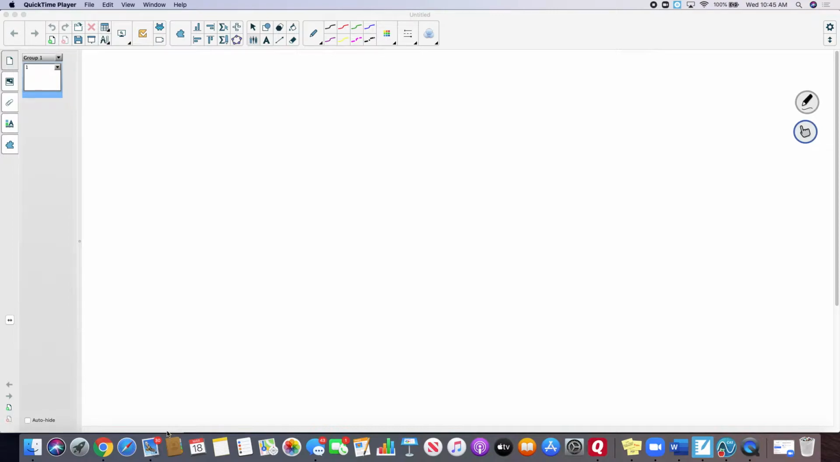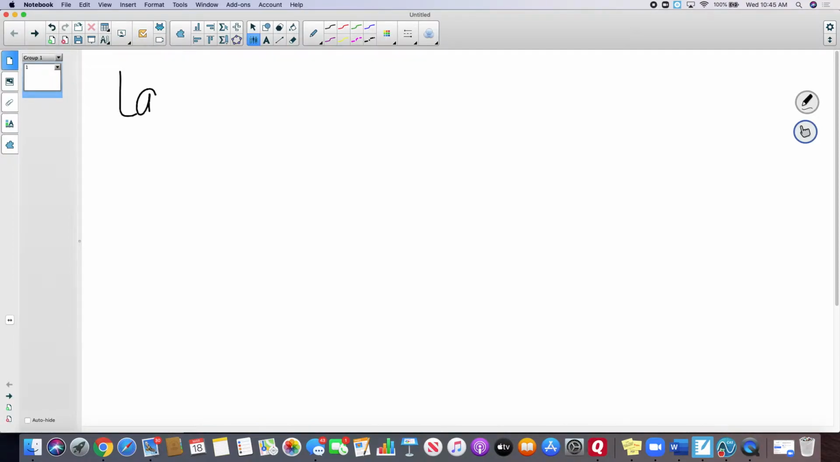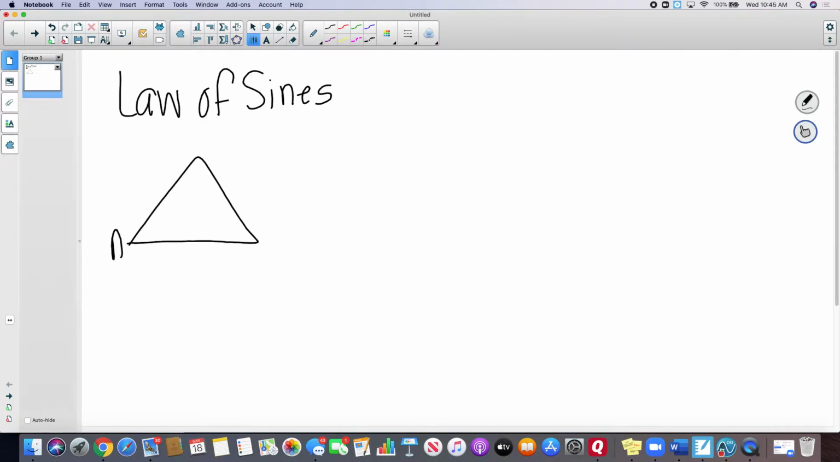All right, so we're going to use what is called law of sines. Law of sines is used to find angles and side lengths of non-right triangles. Before now, we've used Pythagorean theorem and trig for right triangles. Now we're going to have a non-right triangle, so a triangle that does not have a right angle.